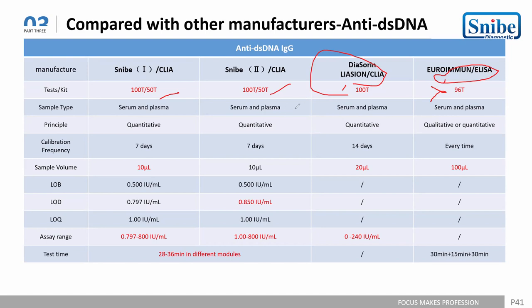So if we talk about the sample type, serum and plasma, they all have a recommendation. We have a quantitative analysis, and the same with the Diasorin, and then Euroimmun has both quantitative and qualitative. The calibration frequency is 7 days.